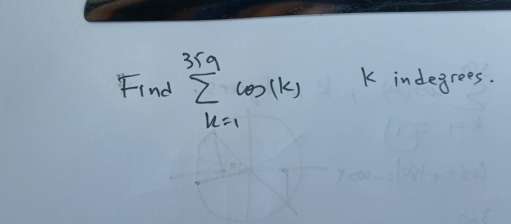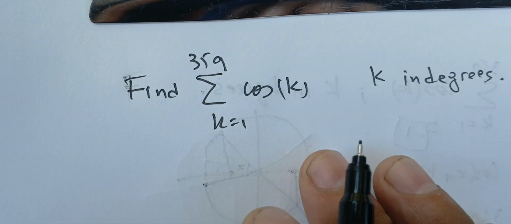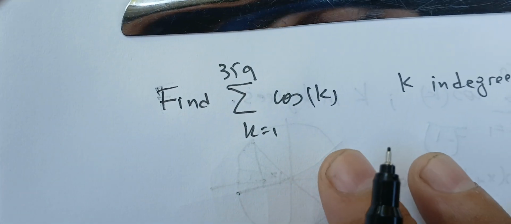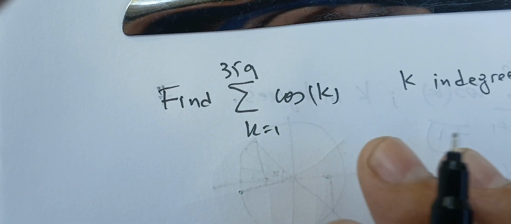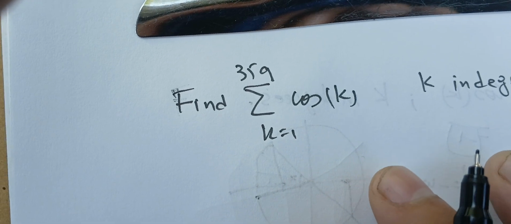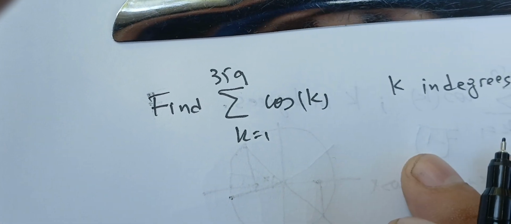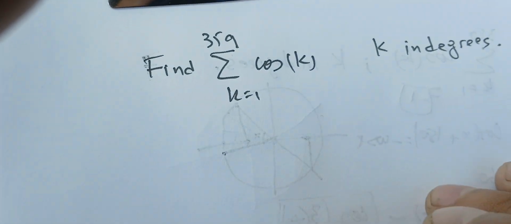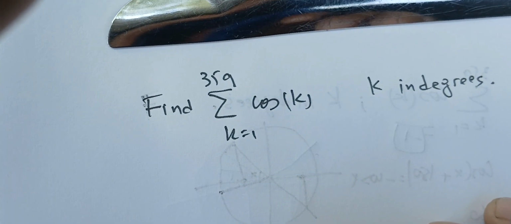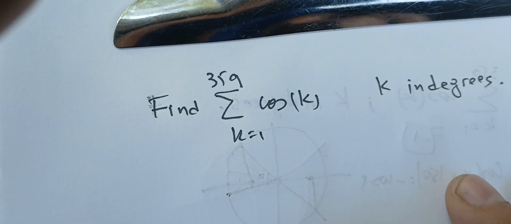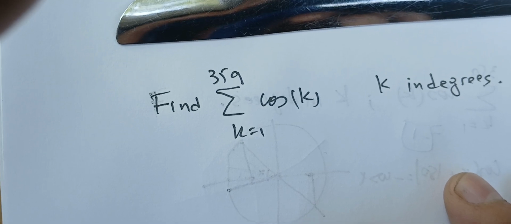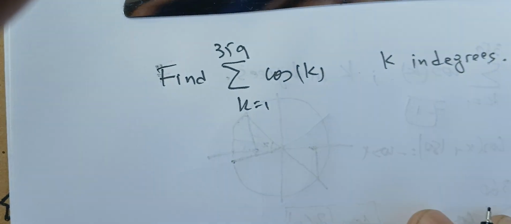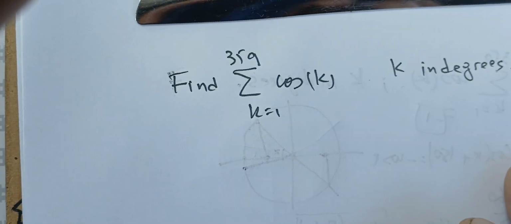Let's compute the following sum. Here we are interested in computing the sum of the cosine of k, where k goes from 1 to 359. k is a positive integer and it's in degrees. That means k takes the values 1, 2, 3, 4, and so on, until 359. And since we want to compute this one in less than 2 minutes, we can hurry up.